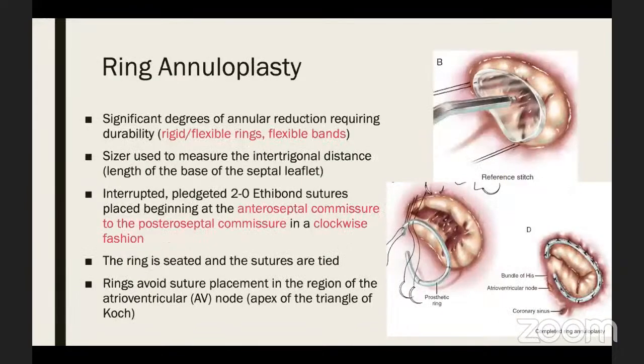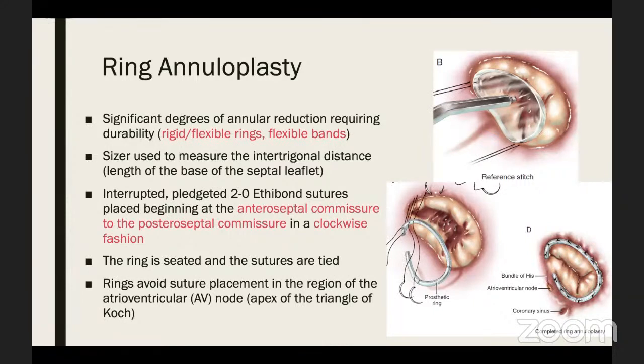The third technique is ring annuloplasty. This one is used with significant degrees of TR and significant degrees of annular dilation to achieve more durable annular reduction. And we have rigid rings, flexible rings, and also flexible bands. The sizer of the ring is used to measure the intertrigonal distance, which is the length of the base of the septal leaflet of the tricuspid valve.